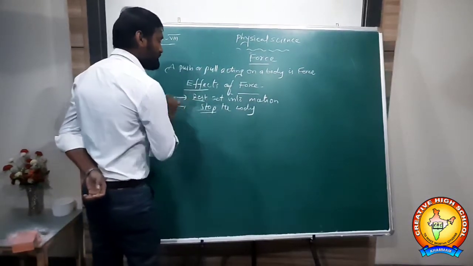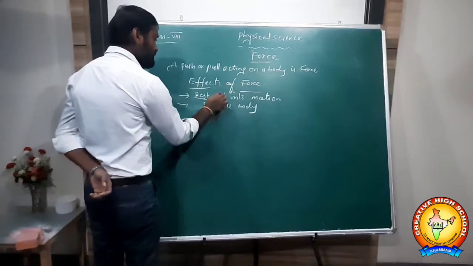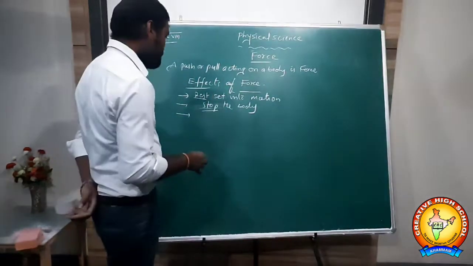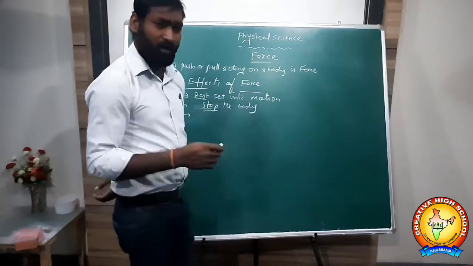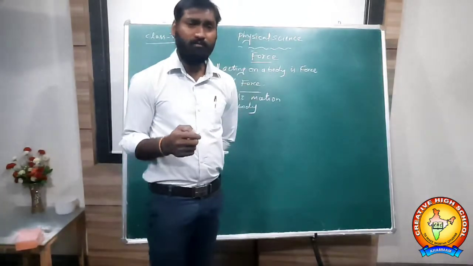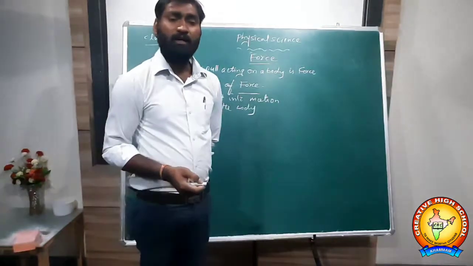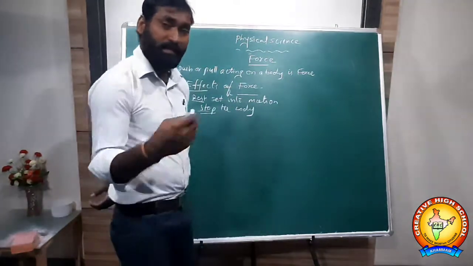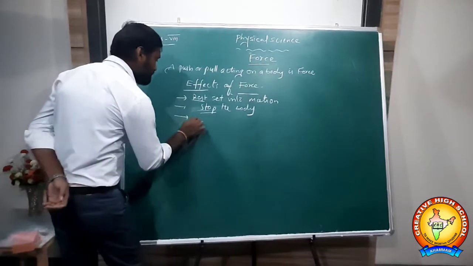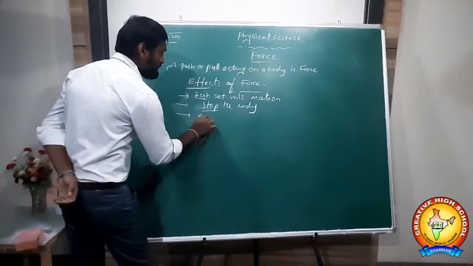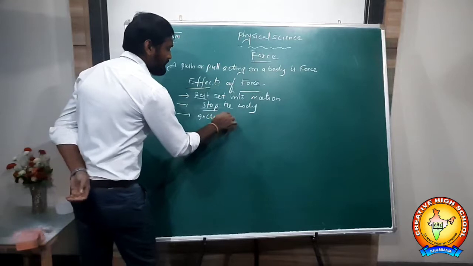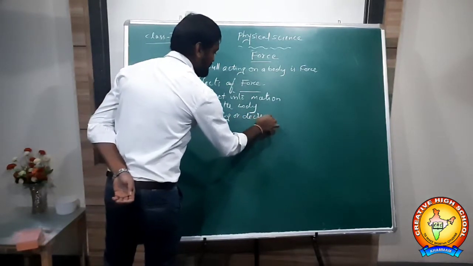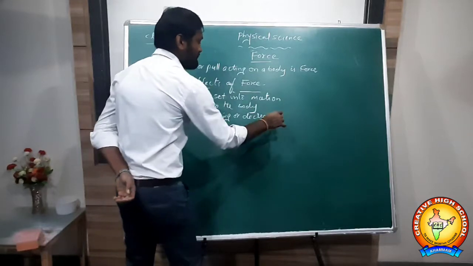A body at rest is set into motion. What happens next? For example, you are going on a cycle and you apply force on the pedals. What happens? The speed of the bicycle increases. We may increase or decrease the speed.